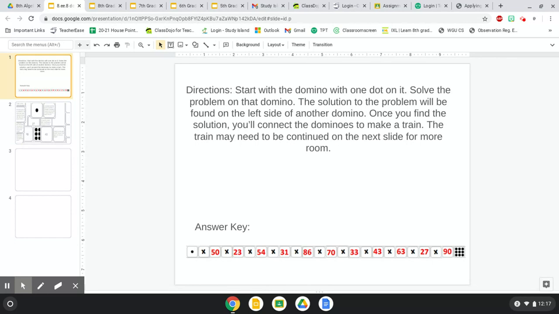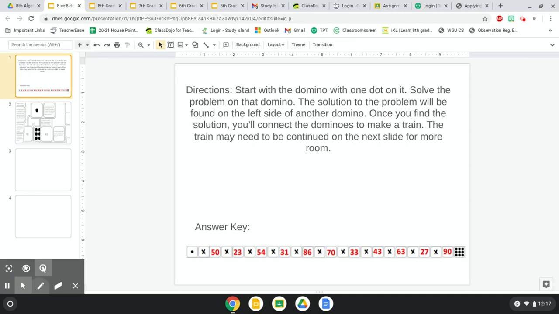So in this activity that you're going to have on Google Slides, the directions are right there on the screen for you. So basically it's a dominoes activity. You're going to kind of make a train. You'll see the answer key on the first slide as well. It only shows you what domino comes next.